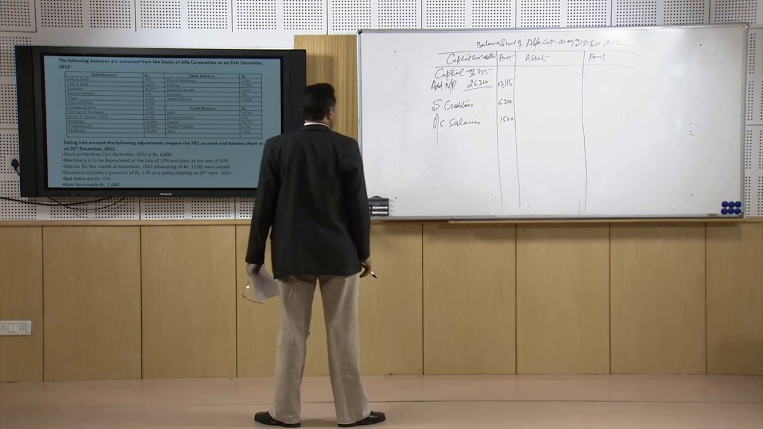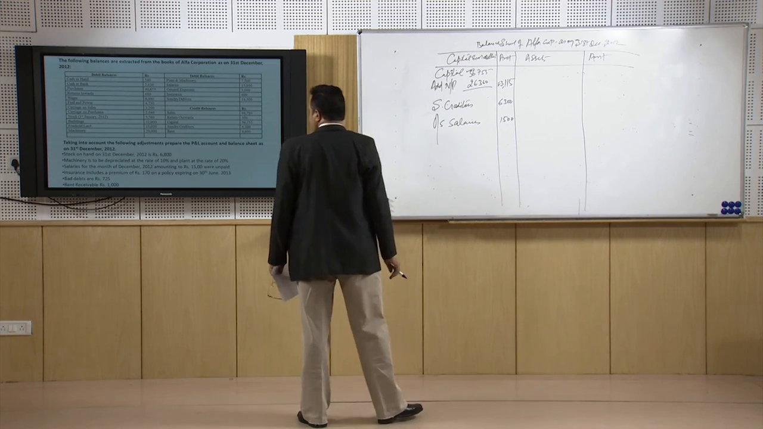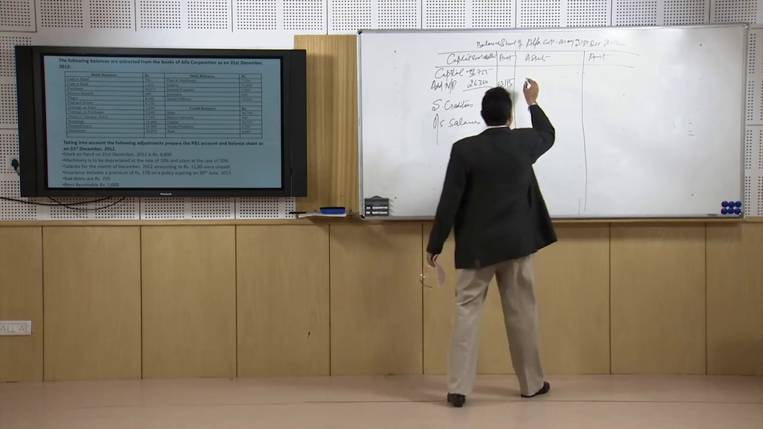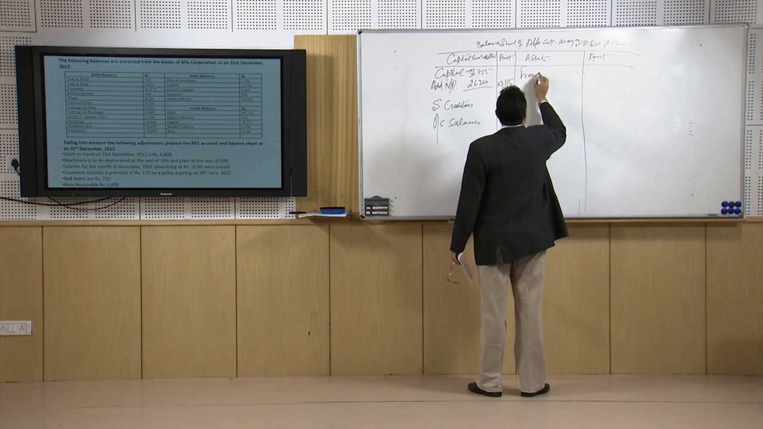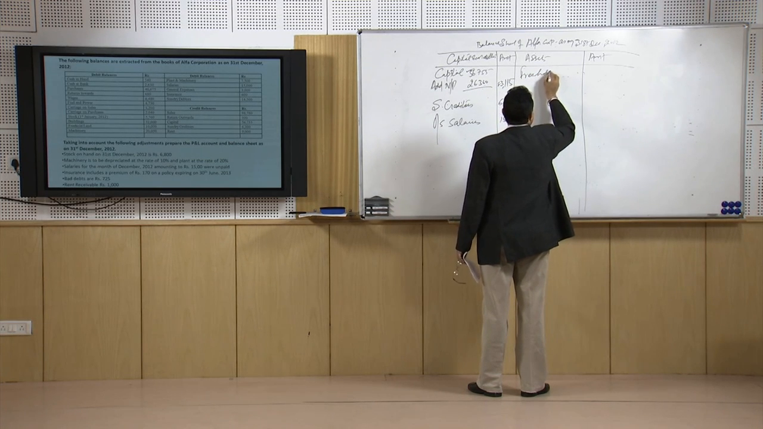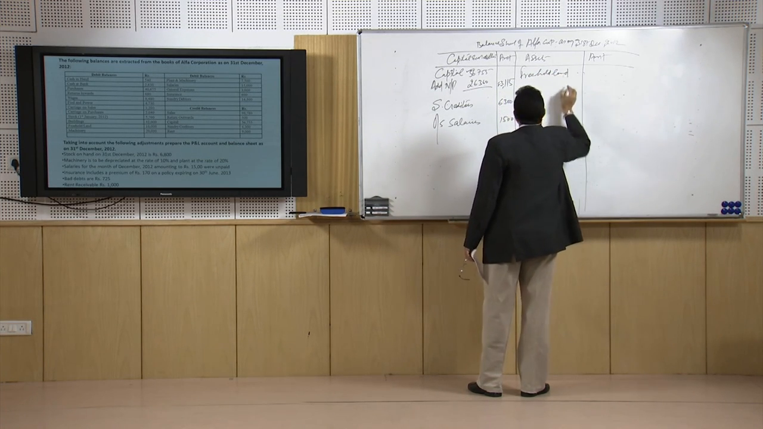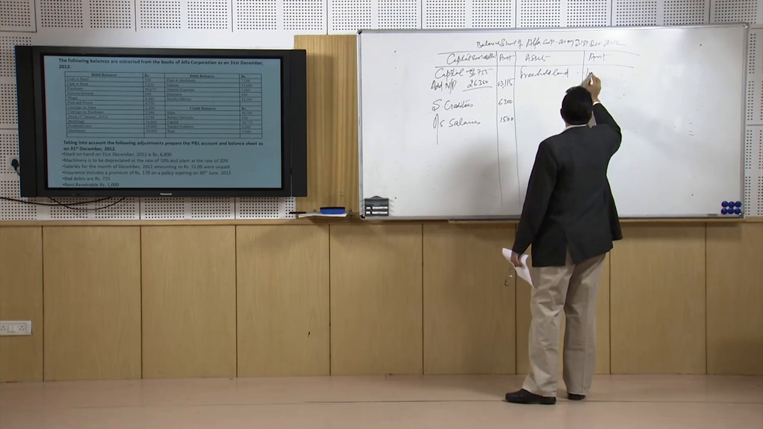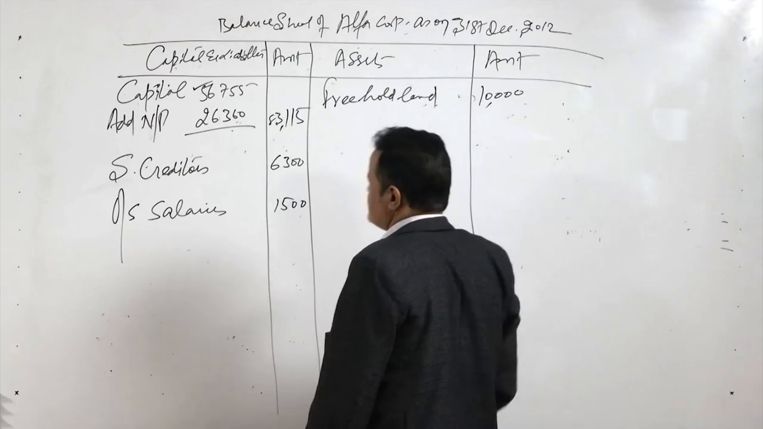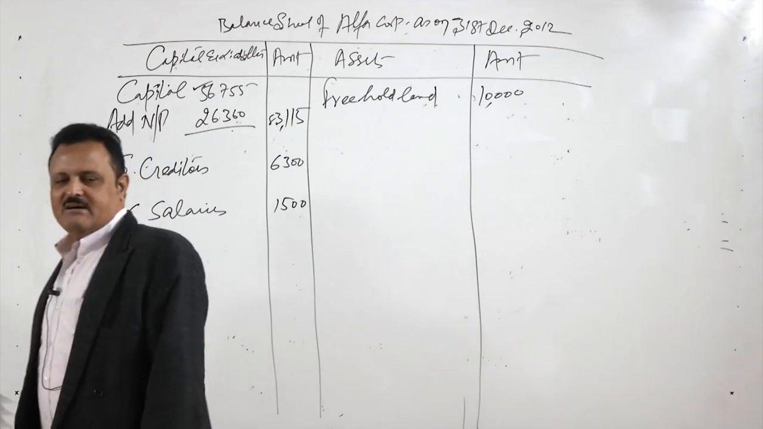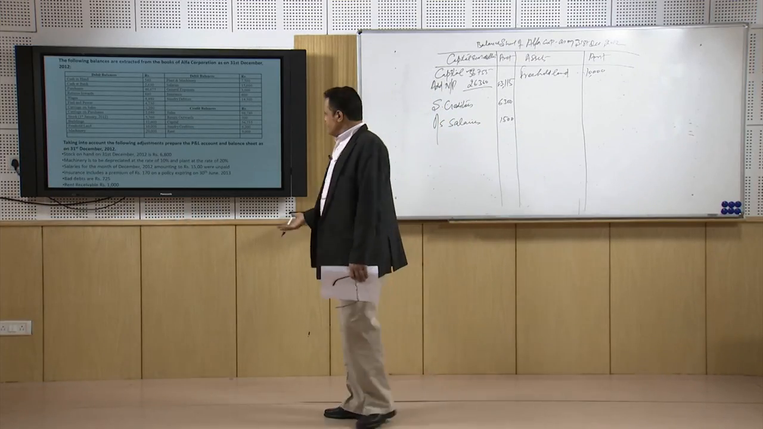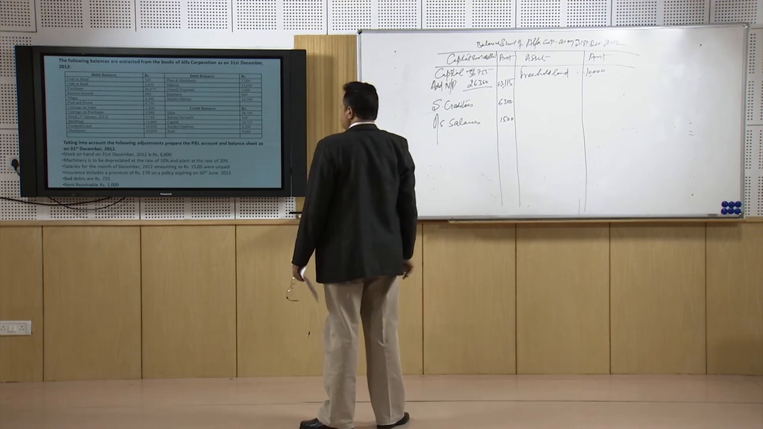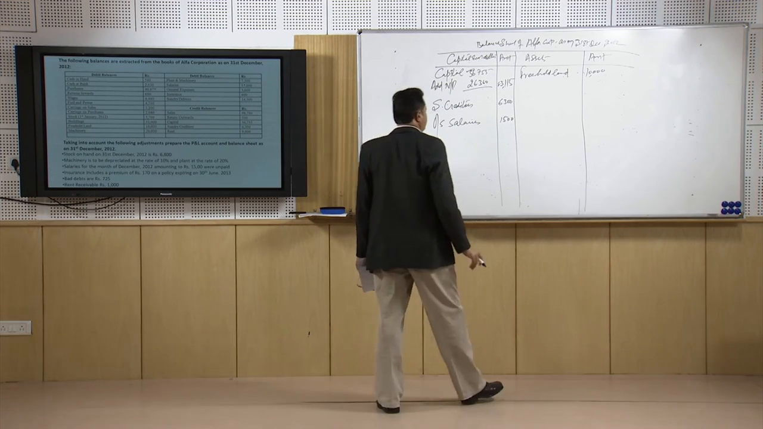Now, we come to the asset side, and we start with the land. It is freehold land, and the freehold land balance is how much? That is 10,000. No adjustment, nothing, because land has no adjustment. It never depreciates. It appreciates, but we do not record the appreciation. So land we have taken, then we go for the machinery.